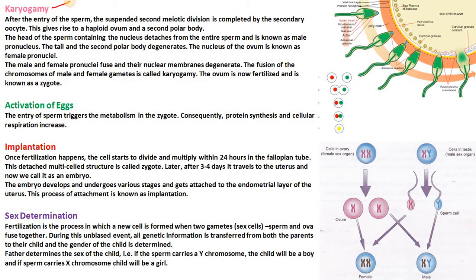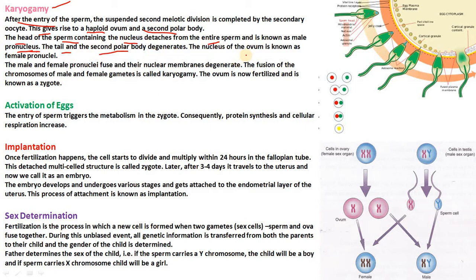Now the karyogamy. After the entry of the sperm, the suspended second meiotic division is completed by the secondary oocyte, as I said in the previous lecture. This gives rise to a haploid ovum and the second polar body. The head of the sperm containing the nucleus detaches from the entire sperm and is known as the male pronucleus. The tail and the second polar body degenerate.